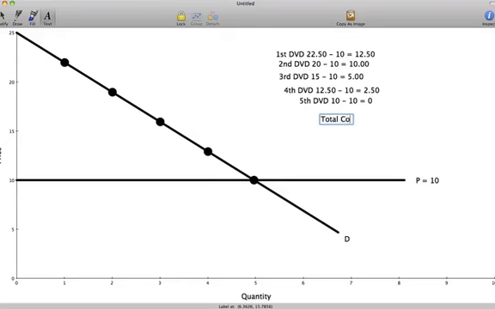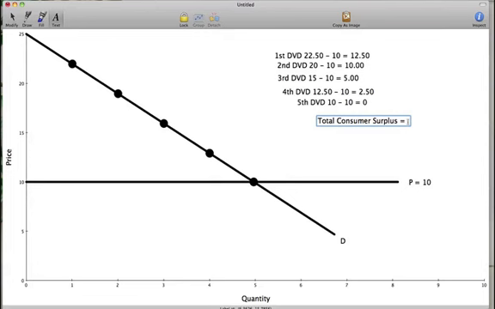Our total consumer surplus is found by adding up $12.50 plus $10 plus 5 plus 2.50, which gives us a total consumer surplus of $30. Our savings, or the deal we are getting between what we were willing to pay and what we actually have to pay for those 5 DVDs, is $30.